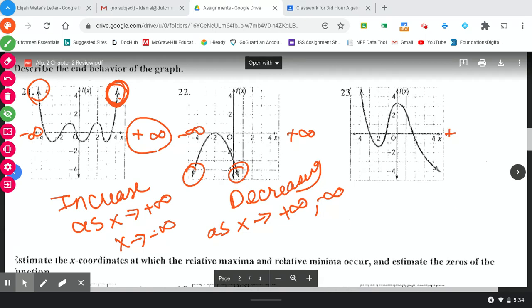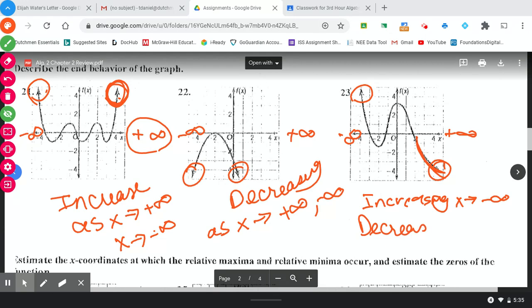And then again on this one, we have a positive infinity there and a negative infinity here. This one's increasing on the negative infinity side. So we would say increasing as x approaches negative infinity, and it's decreasing. So it's going down, right? So it's decreasing as x approaches positive infinity, because this side's positive infinity, and it's going down, okay? All right.